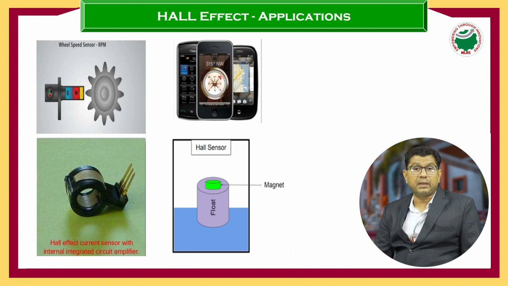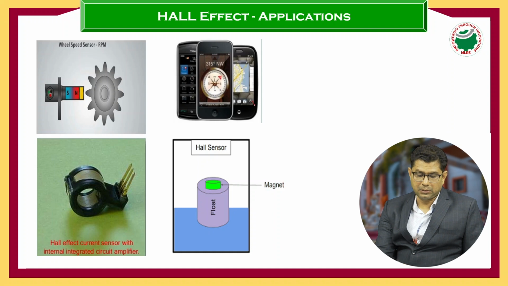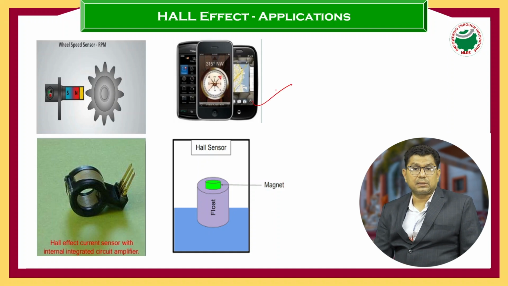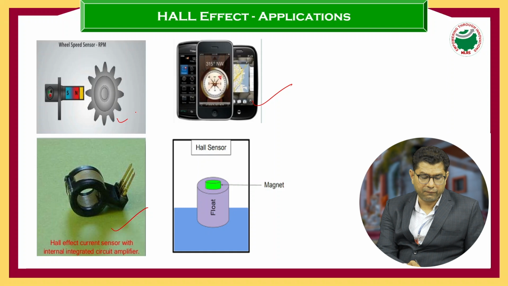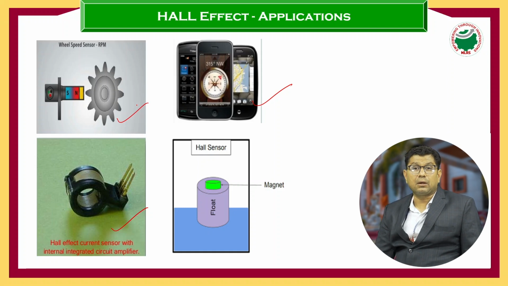Then what are the applications of the Hall effect? In our daily life, it is used in magnetometers. In our mobile, the directions we observe use magnetometers. The Hall effect is used in current sensors to determine how much current is flowing. It is also used to measure wheel rotation speed. In normal vehicles we use general analog meters, but for digital purposes we use Hall based speedometers.